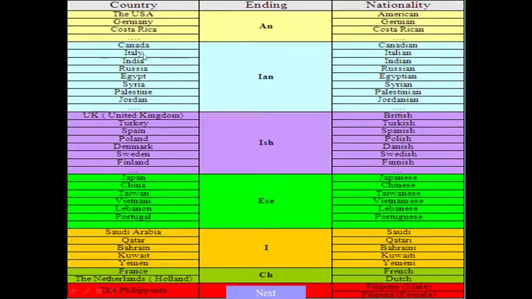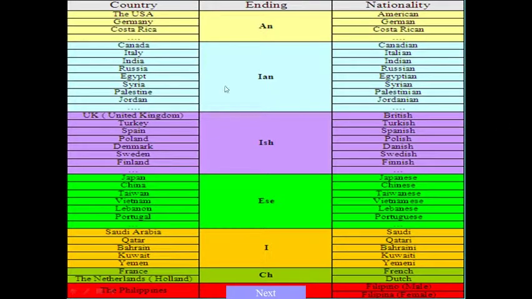And we have other countries that use IAN. So instead of AN, we use IAN. Okay, so we have Canada, Italy, India, Russia, Egypt, Syria, Palestine, and Jordan. Okay, so now when we want to talk about people with these nationalities right here, we go Canadian, Italian, Indian, Russian, Egyptian, Syrian, Palestinian, Jordanian.